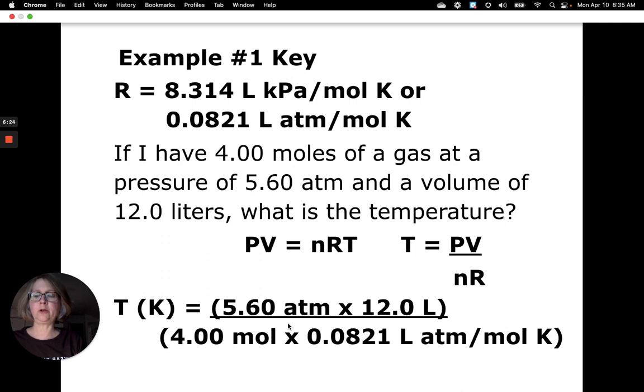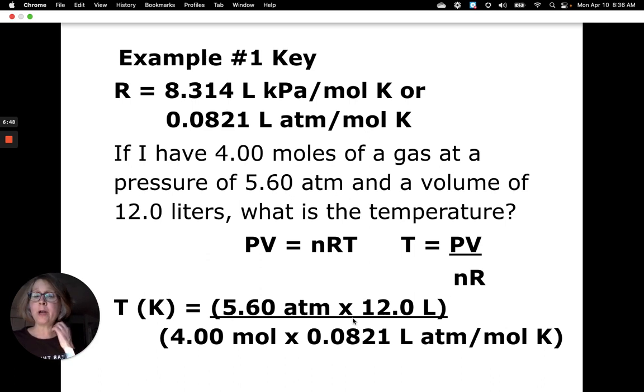So we plug the numbers in. Again, P is 5.6 atmospheres, V is 12 liters, n is 4 moles. Now we've picked R, this one right here, 0.0821, because we want our units to match. We've got liters and atmospheres and moles, and we want to solve for Kelvin, so we'll use the 0.0821.